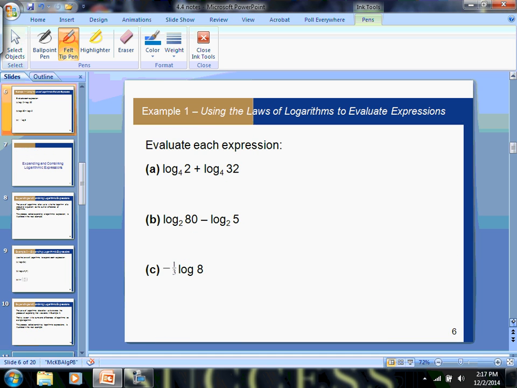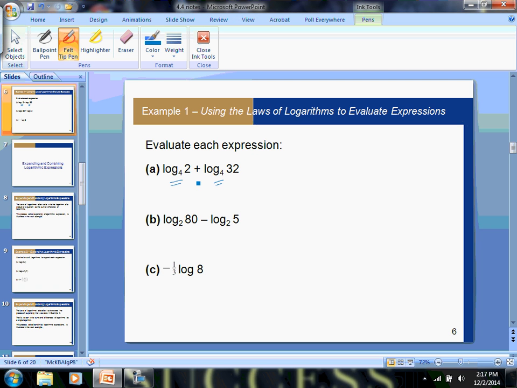So these properties that we're going to be using to expand and compress different logarithmic expressions really do work. Okay? And all we're going to do here for example 1 is use those laws and combine some of these expressions together. Here I have two logarithms. They have the same base. Now that's key. Logarithms have to have the same base if you're going to be combining them together.